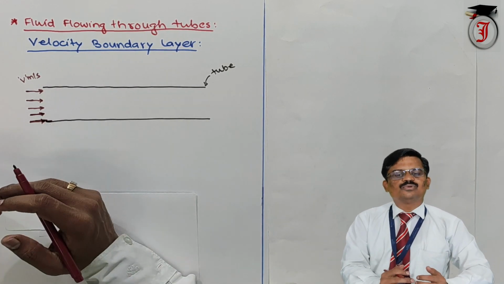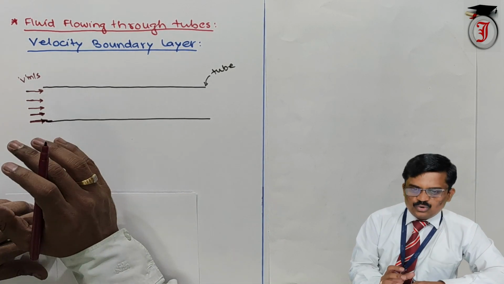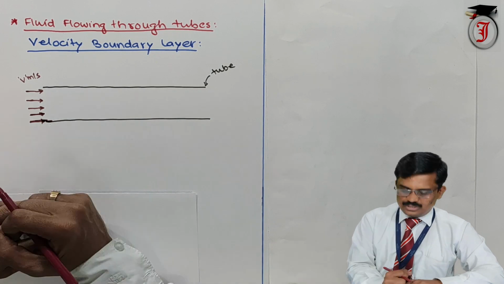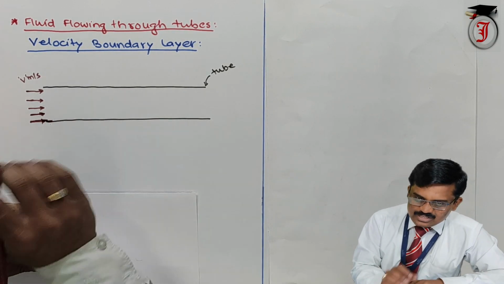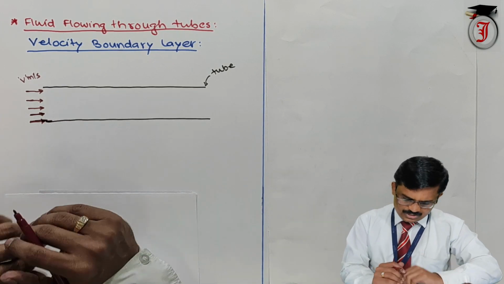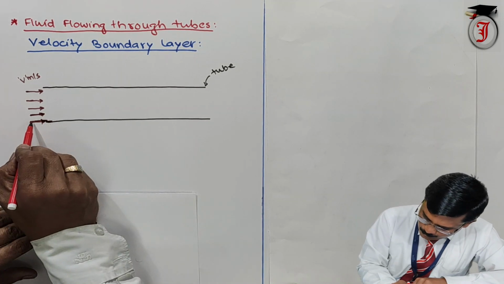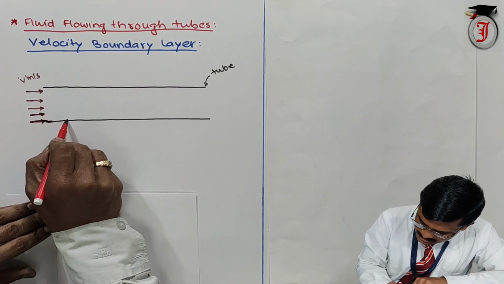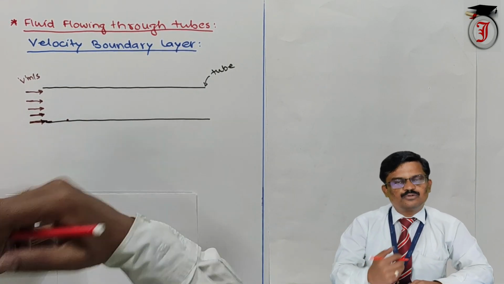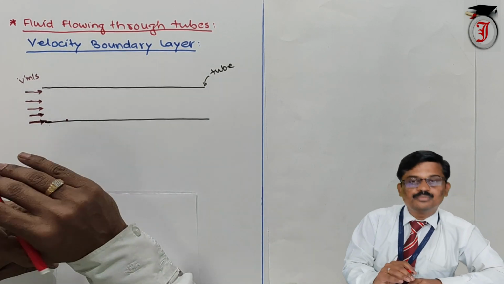So to make up for this velocity reduction, we have to keep the mass flow rate of the tube constant, and as a result of that, a velocity boundary layer is developed in the tube. So let us discuss how the velocity boundary layer is developed. When fluid comes in contact with the surface of the tube, it attains the velocity of the surface, so its velocity becomes 0.